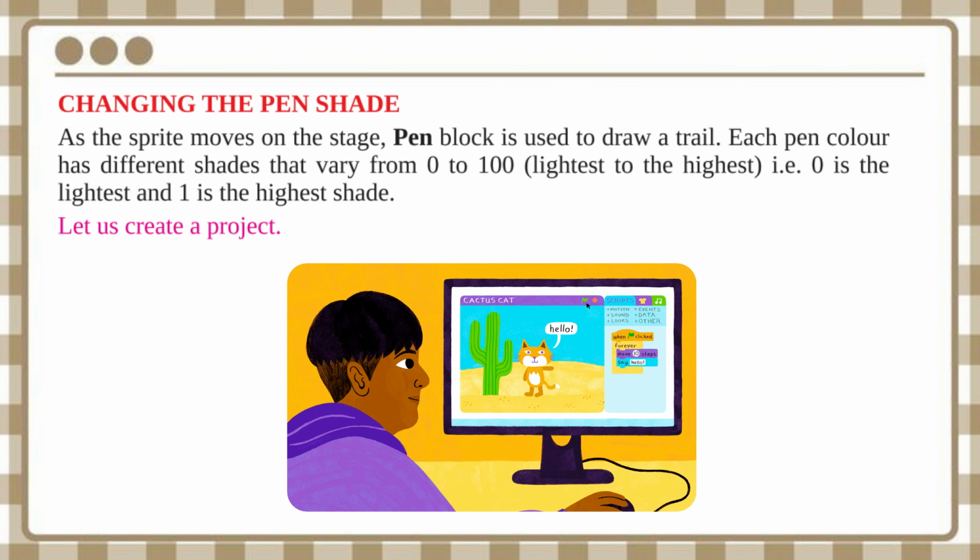Changing the pen shade. As the sprite moves on the stage, the pen block is used to draw a trail. Each pen color has different shades that vary from 0 to 100, lightest to highest, i.e. 0 is the lightest and 100 is the highest shade. Let us create a project.